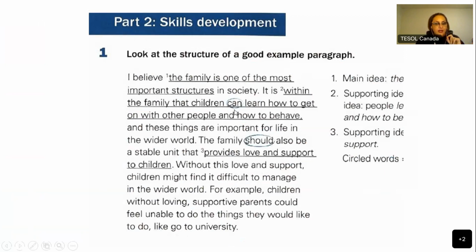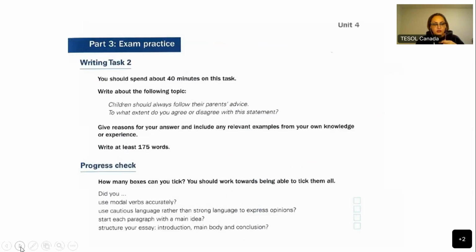Okay? I circled here "can" and "should", just to mention that when you want to use modal verbs, use indefinite modal verbs. It's just you mentioning your ideas, but not ordering or putting rules. So we never say "must". Okay? Can, should, just indefinite modal verbs.